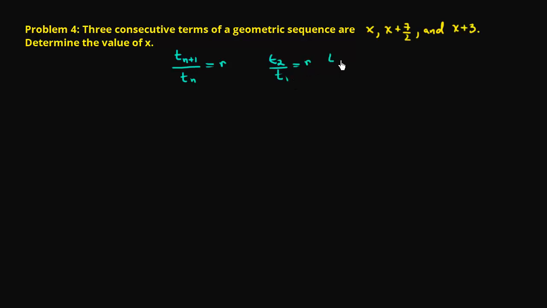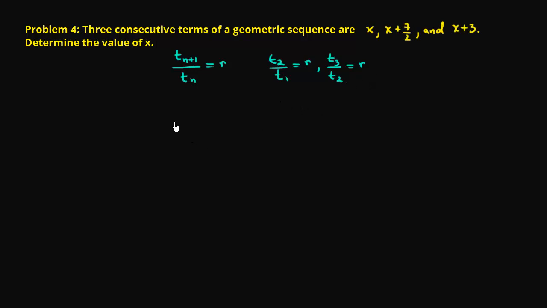And if I divide the third term by the second term, that'll give me the common ratio as well. And if I divide the fourth term by the third term, that'll give me the common ratio as well.